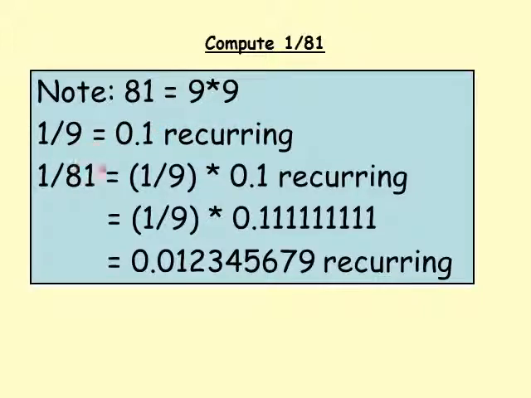So 1 over 81 would be 1 over 9 and another 1 over 9, which was 0.1 recurring. So it is equal to 1 over 9 times 0.1 repeated as many times as we need. So we just take 9 ones here. That gives me 0.012. So we know that when we divide one sequence of 9 ones by 9, we get 1, 2, 3, 4, 5, 6, 7, 9. But I need 9 digits here because we started with 9 digits after the decimal. This is 0 here, 0, 1, 2, 3, 4, 5, 6, 7, 9.